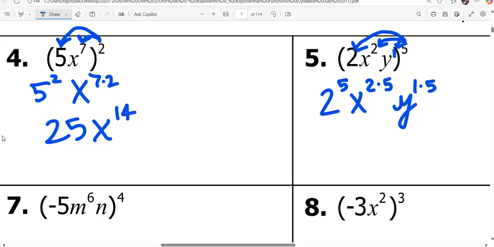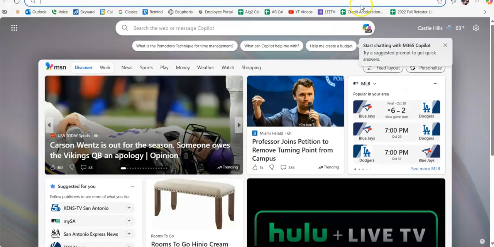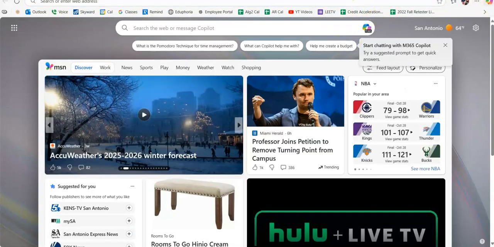Boom, 32. 2 to the 5th power. Now, if you don't know this, go to Desmos. Actually, let me show you. We're going to add the 2 together. It says 4. No, you're actually wrong.